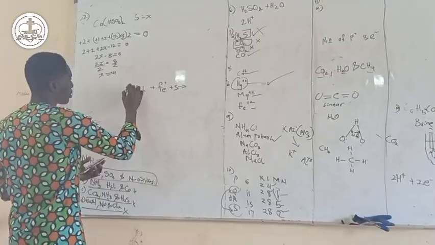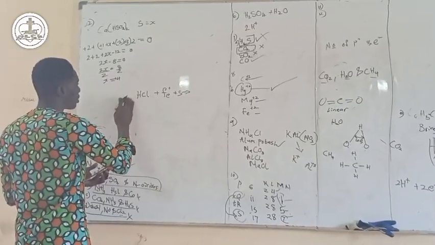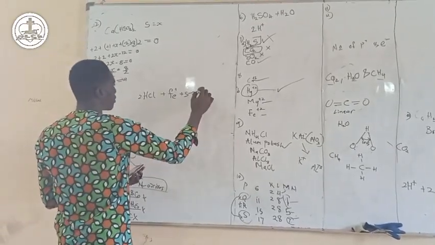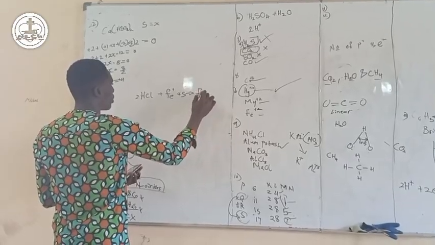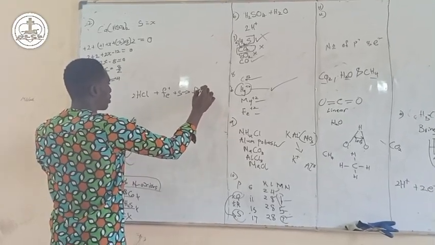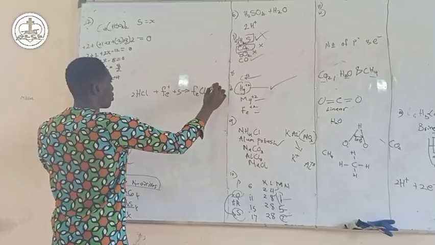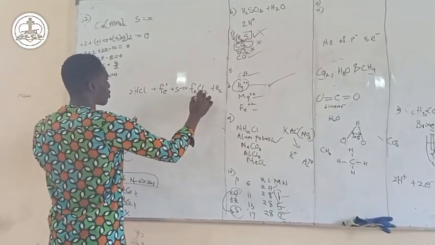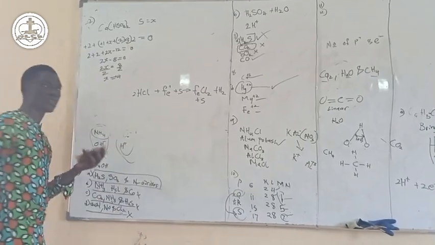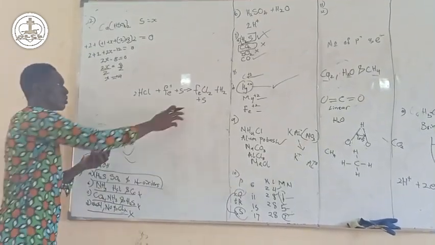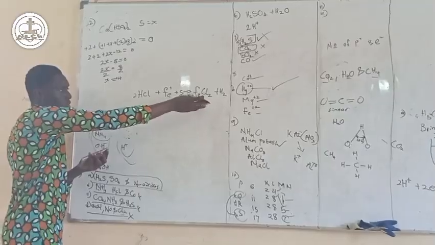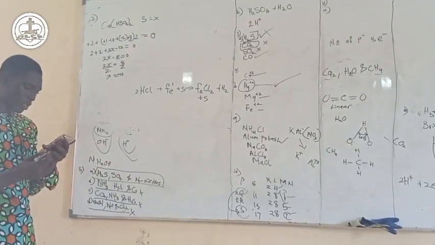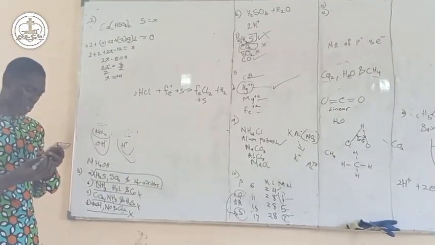So we have 2, yes, 2, and we get iron chloride plus hydrogen gas plus sulfur. So this is what we can use to separate this. We can separate sulfur. We have separated sulfur. So the correct answer there is B.